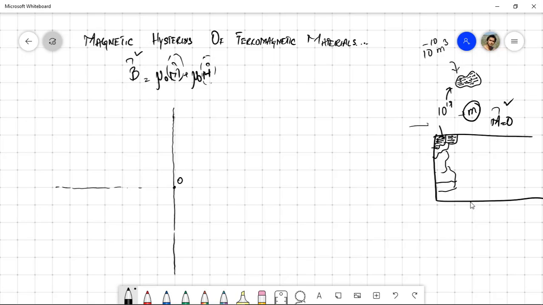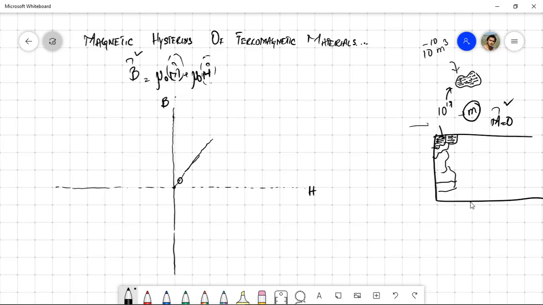Say we have H on the horizontal axis and B on the vertical axis. If we start to increase the value of H, the value of B will begin to rise, as we talked about earlier. It will be a linear relationship. Why is B rising? Because as we increase the magnetic field intensity, more and more domains align themselves with it, and as a result B increases.